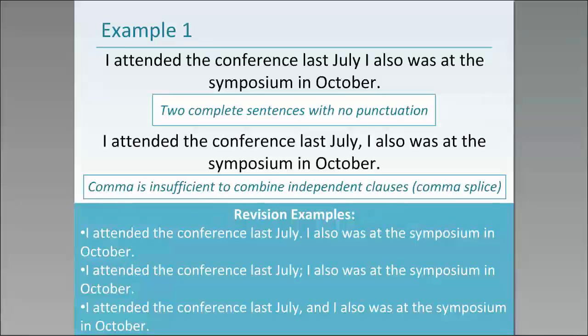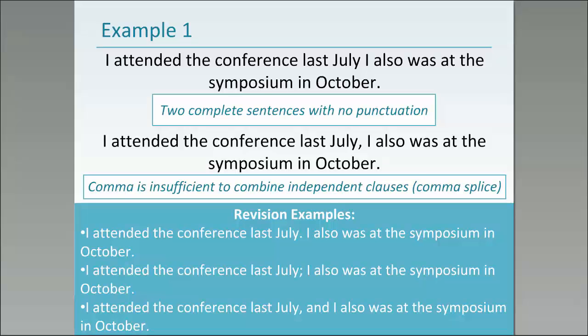So options that you have to revise this to make it correct would be to adjust the punctuation or possibly add a word. And so I have three examples here of ways to revise this run-on sentence. The first example is to just add a period between the two of them. You have two independent clauses. They can be their own independent sentences. Another option is to add a semicolon between them. And then the third option is to use a comma and a coordinating conjunction. So comma and, in this case.